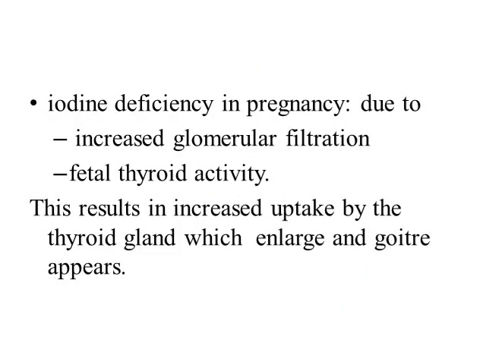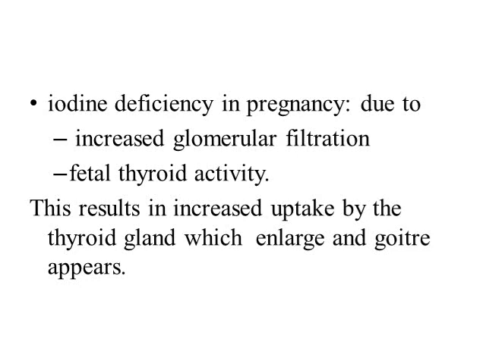Now, iodine deficiency in pregnancy might occur. The cause of it is that there will be an increase in the glomerular filtration rate because of the increase in the blood flow to the kidney, and that leads to excessive excretion of the iodine by the kidney. And again, the fetal thyroid activity will start to act, and it will also trap some of the maternal iodine, and therefore the mother might pass into an iodine deficiency state, and this will lead to an increase in the uptake of the iodine by the thyroid gland, and therefore the thyroid gland will increase in size and a goiter might appear.